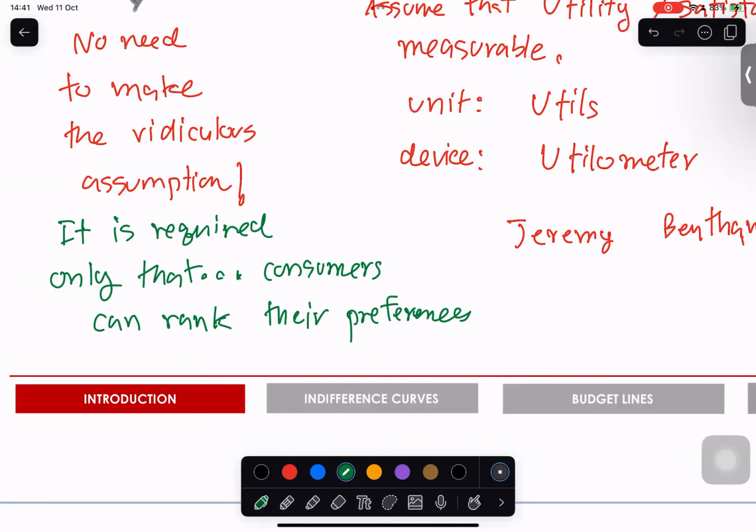So the story begins from here. When a consumer can rank their choice, if you give them two baskets, oh, I love basket A more than basket B, or I love B more than A, or A and B are equally the same.